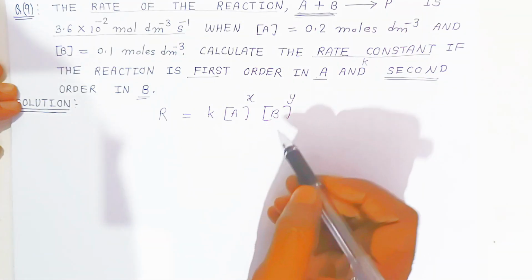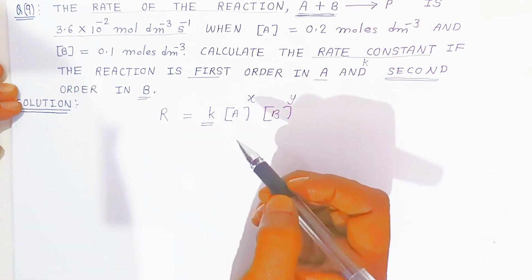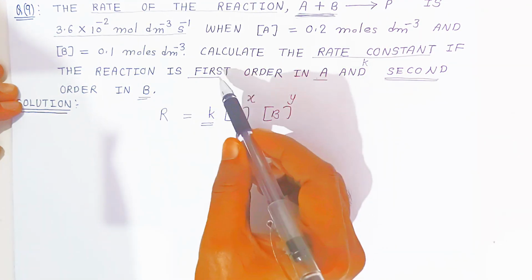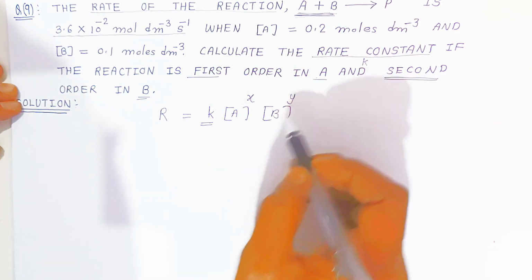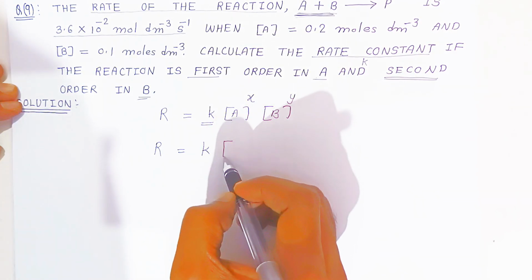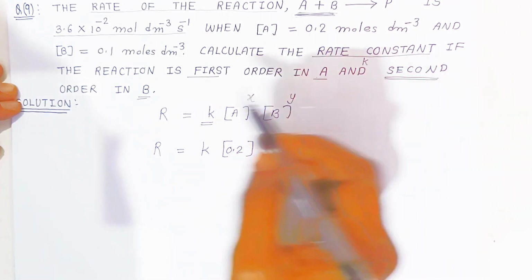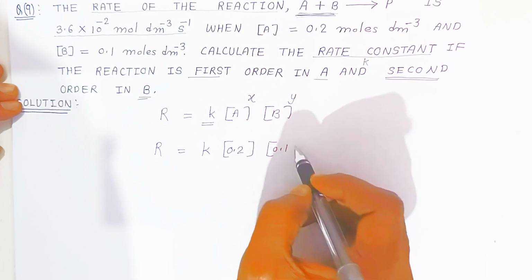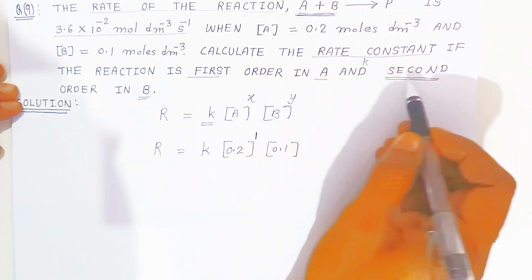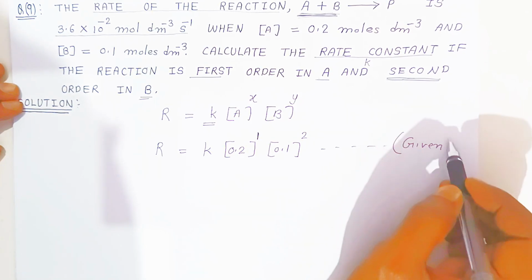Now, students, you have to find the rate constant. What else is given? The first order means the value of X is given, that is 1, and the second order is for the concentration of B. So from here, the rate equals K times the concentration of A, which is given as 0.2, and the concentration of B, which is given as 0.1. And the order is also given: first order in A and second order in B. So you have got all of this from the question.